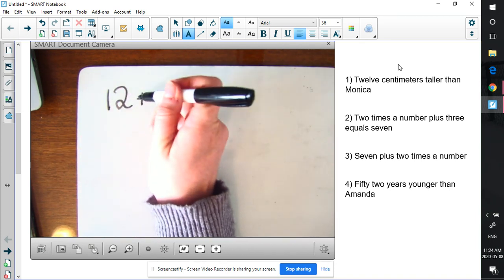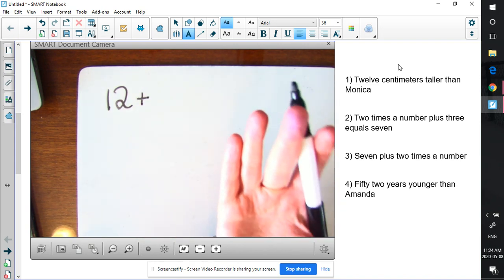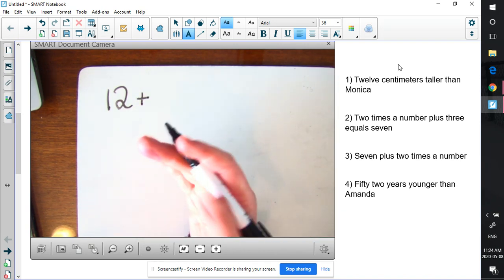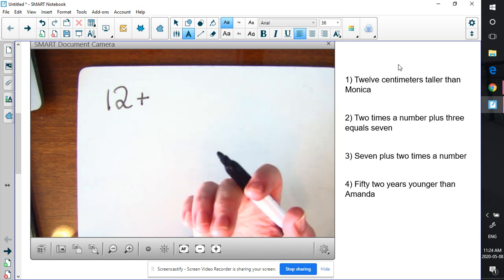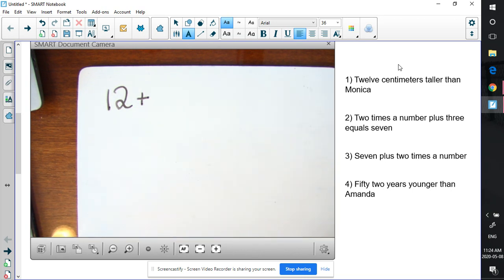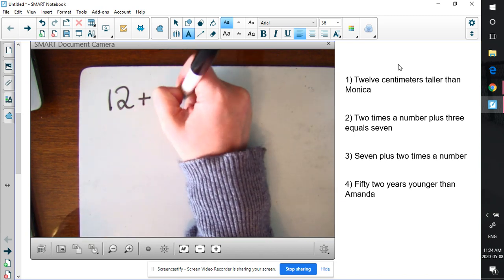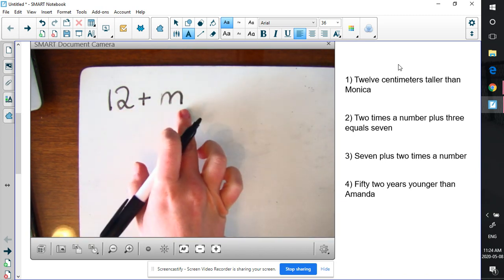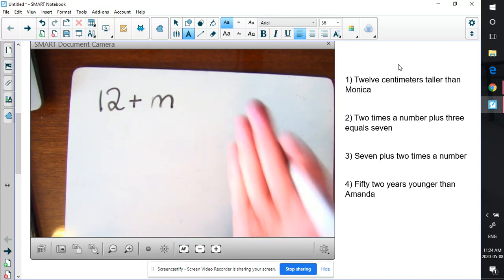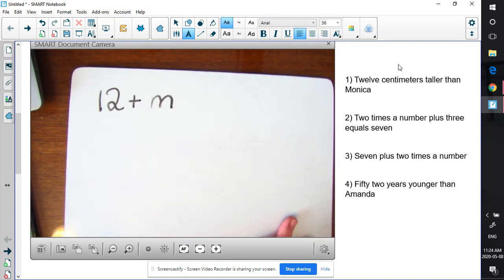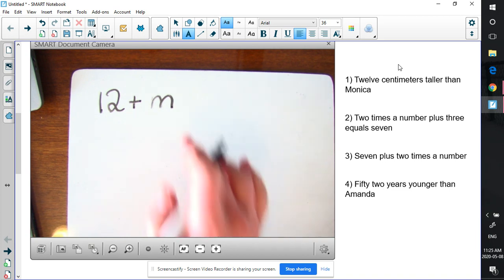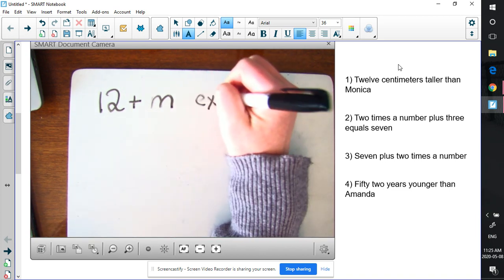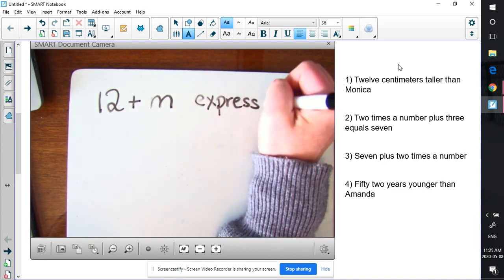So 12 centimeters taller than Monica, but we don't know how tall Monica is, so we're going to put her height as a variable. And remember, a variable is just a letter, and you can choose whatever letter you want. I'm going to choose M for Monica. 12 plus M, that's it. Is this an expression or is it an equation? There's no equal sign, so it's an expression.